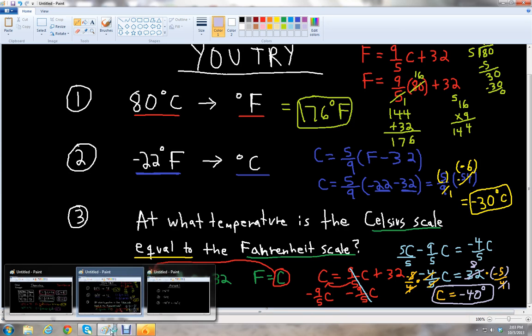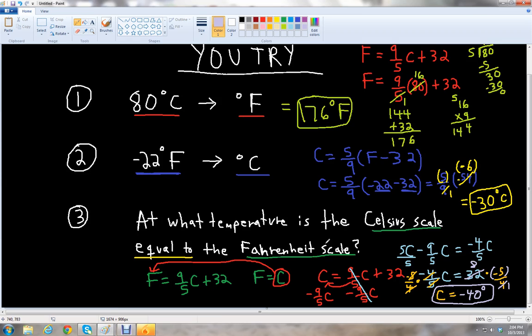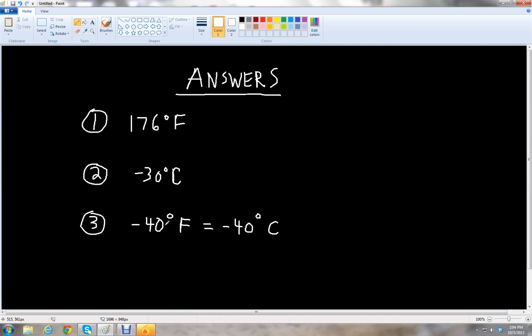So let's check our answers really quick here. First one was 176 degrees Fahrenheit. That's right. We got negative 30 degrees Celsius for the second one, which checked out because that's what we got earlier. And then for the last one, negative 40 degrees Fahrenheit equals negative 40 degrees Celsius. So that is the temperature where the Fahrenheit and Celsius scales are equal.